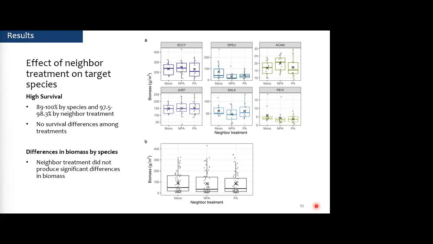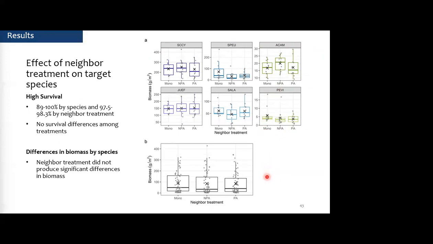And then when I looked at the biomass, I looked at the biomass here in figure A by species. So I looked at the 6 species separately because they all ended up having a different mean biomass. But by species, the X represents the mean, and you can see that there's very little difference between biomass in the single species, the non-preferential, and the preferential treatments. So that neighbor treatment does not seem to have had an effect.